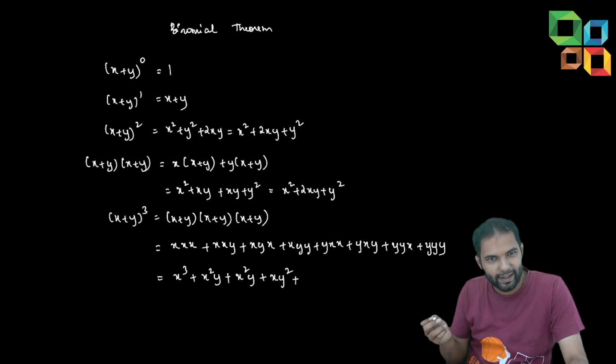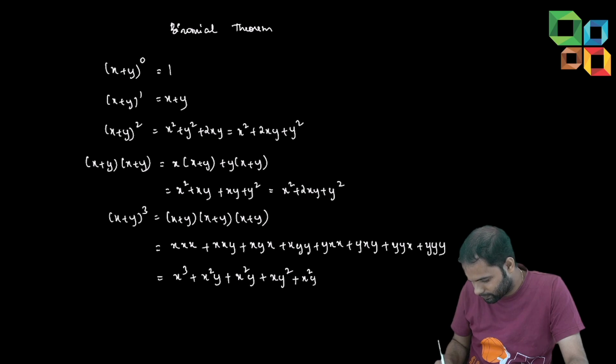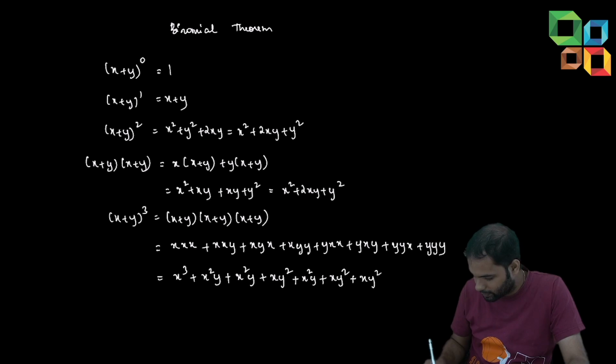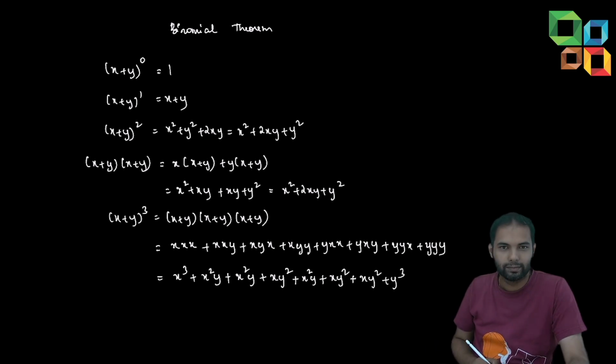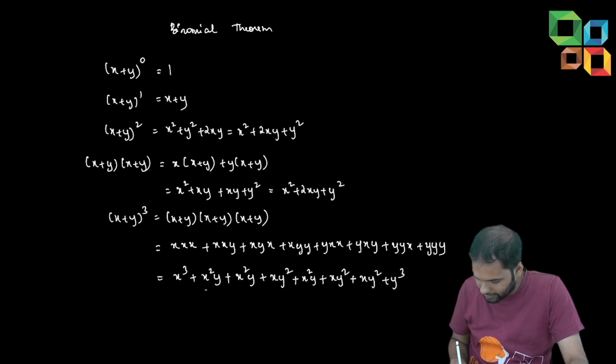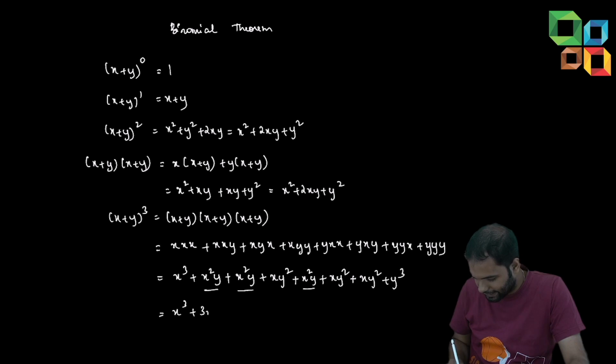So this is y into x square, but it's nothing but x square into y plus x into y square plus y square into x. Okay, let me write x first. X into y square plus y cube. Now we know we can add like terms, right? Let's look at it. So this is x square y, and x square y, 3x square y's. That's x cube plus 3x square y. What will be next term? Xy square, xy square, xy square. So it's 3xy square.